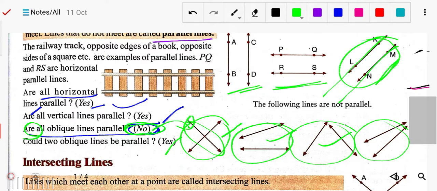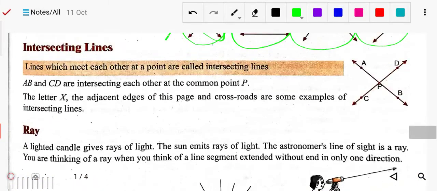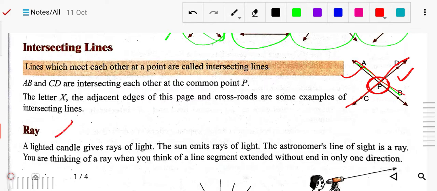Now next is intersecting lines. Intersecting lines are lines that meet each other at a point. As I told you, here are two lines and somewhere they meet. See, at point P they are cutting each other, so that point is called the intersecting point, and these lines are called intersecting lines. These lines AB and CD are intersecting lines, and this point P is the common point, which is called the intersecting point.